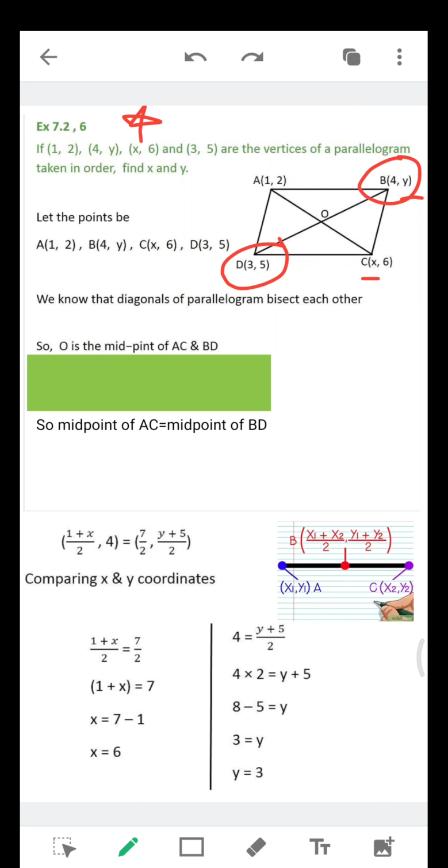The midpoint of AC and the midpoint of BD we will equate now, comparing x with x and y coordinate with y, because they are equal. So (1 + x)/2 is equal to 7/2, and the 2 and 2 get cancelled. So x is equal to 6, and 4 is equal to (y + 5)/2. Cross multiply it: 2 times 4 is 8, and 8 minus 5 is 3. So y is equal to 3. This is the way we can find the missing coordinates using the midpoint formula. Hope it's clear to you all.